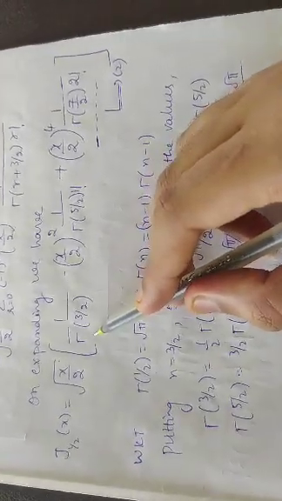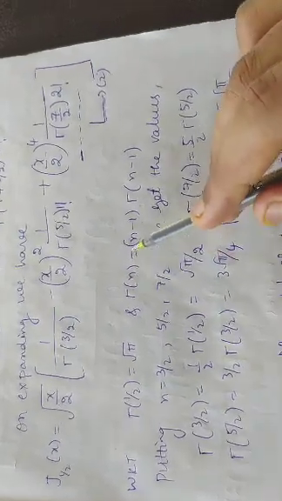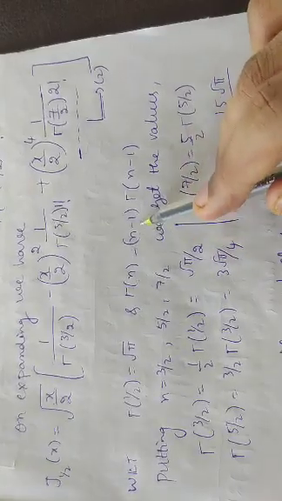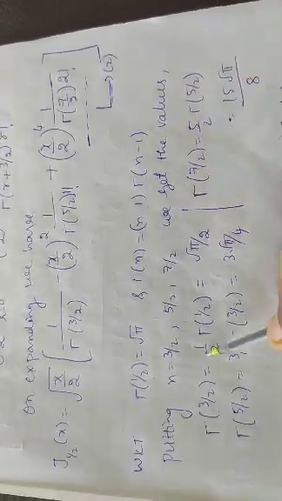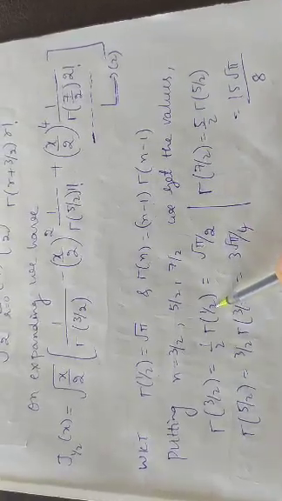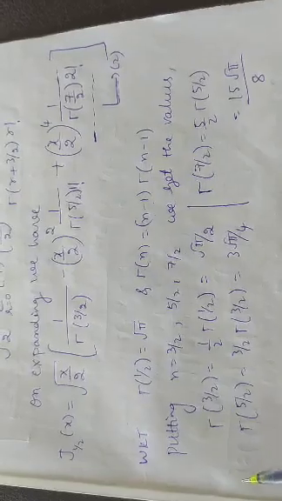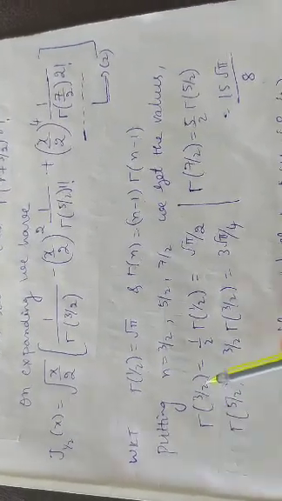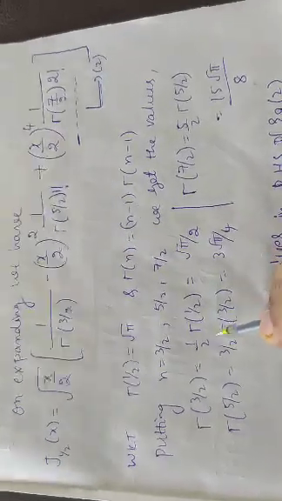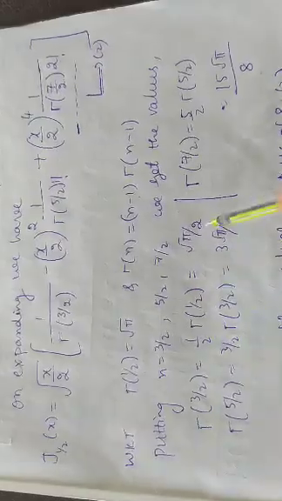Now coming to this value, how do you find gamma of 3 by 2? Using this, gamma of 3 by 2 can be written as 3 by 2 minus 1 times gamma of 3 by 2 minus 1. What is 3 by 2 minus 1? It is half, gamma of half. But what is gamma of half? Gamma of half is nothing but root pi. So it is nothing but root pi by 2.